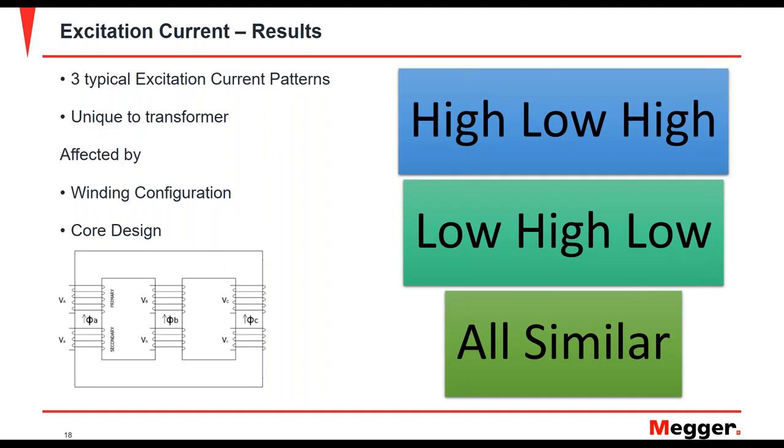The first one is the high-low-high pattern. The second one is the low-high-low pattern. And the third one is an all-similar pattern. And we'll go into details of these types further in the presentation. Now, note here that the current patterns can be affected by different aspects, such as winding configuration and core design. We introduced those terms in the beginning of the presentation as something that would affect excitation current, so we'll look at that in detail.